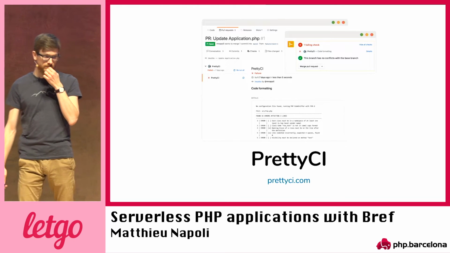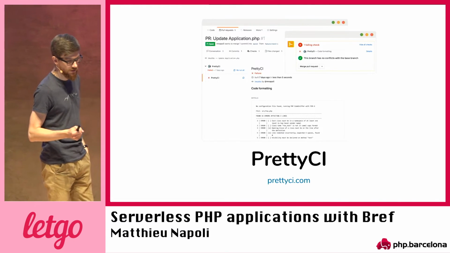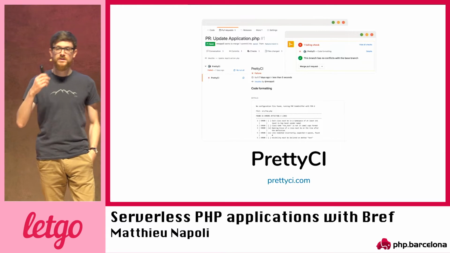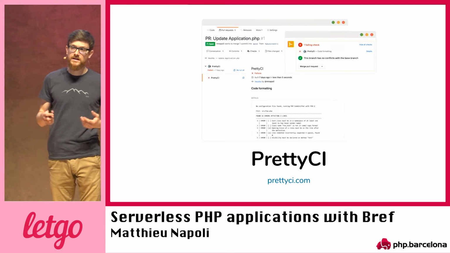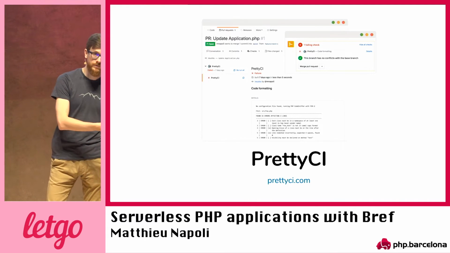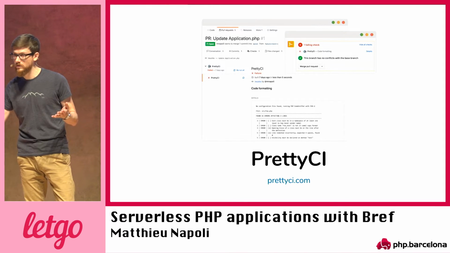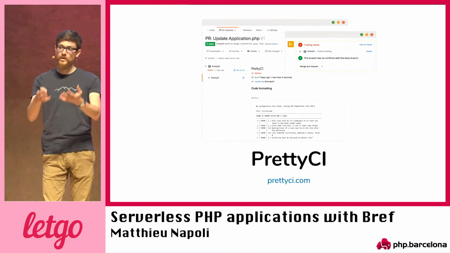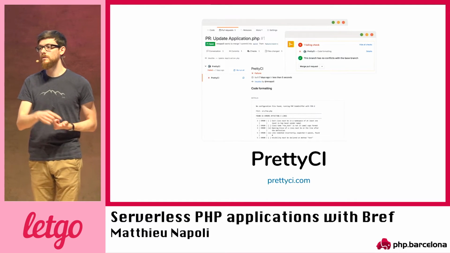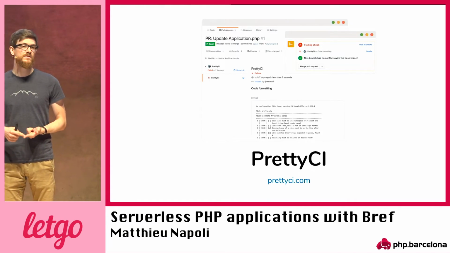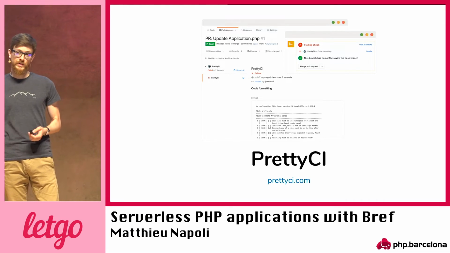The second case study is PrettyCI. PrettyCI is a SaaS that runs continuous integration for coding standards. Basically, you push your code to GitHub, then PrettyCI's API gets a webhook, and PrettyCI will analyze the commit. So it will run PHP CodeSniffer or PHP CS Fixer on your commit. And it will report back on the pull request, is it green or is it red?